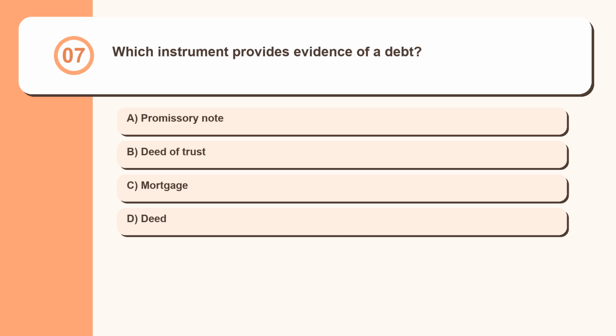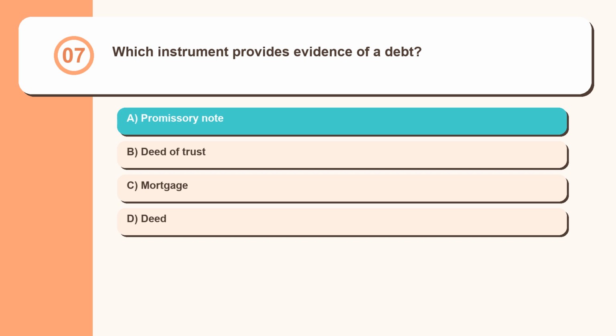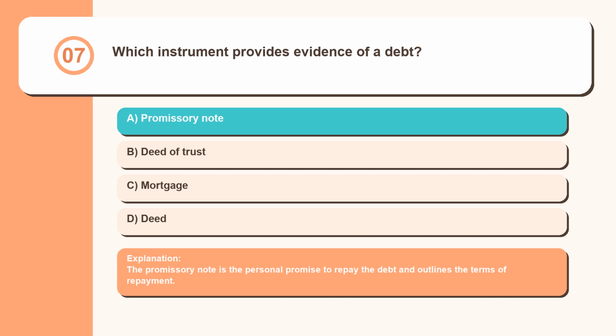Question 7. Which instrument provides evidence of a debt? Promissory note, deed of trust, mortgage, deed. The promissory note is the personal promise to repay the debt and outlines the terms of repayment.